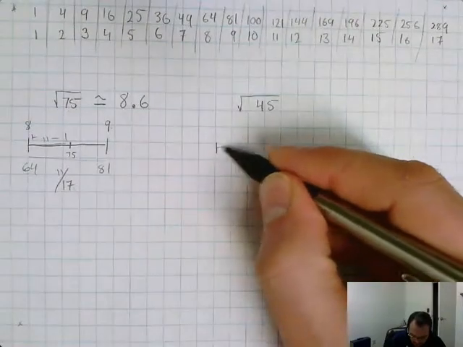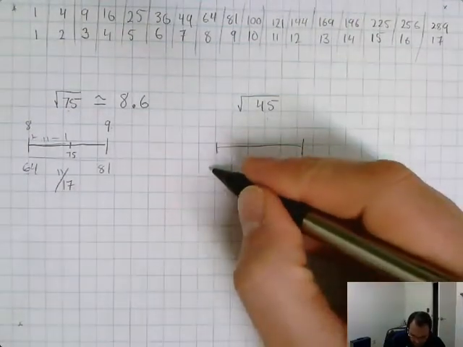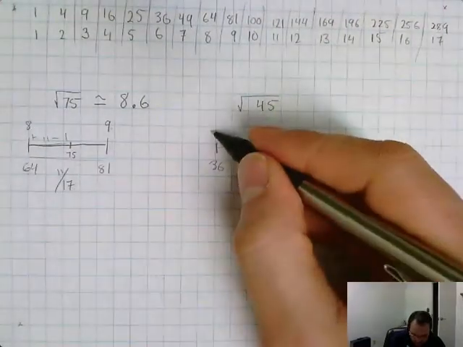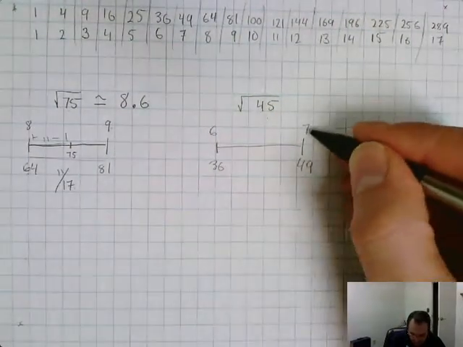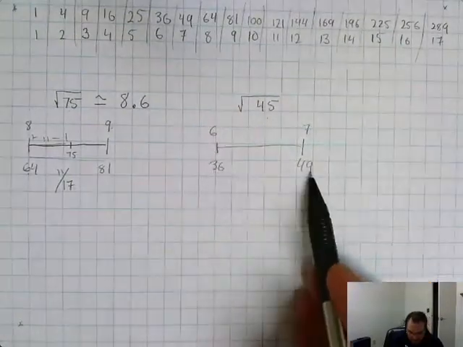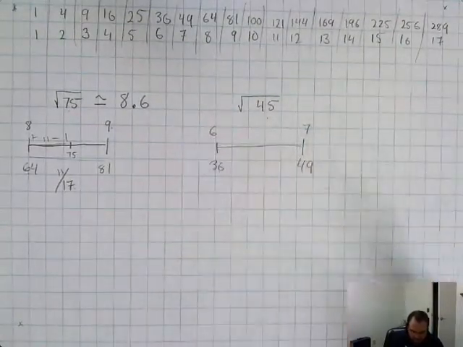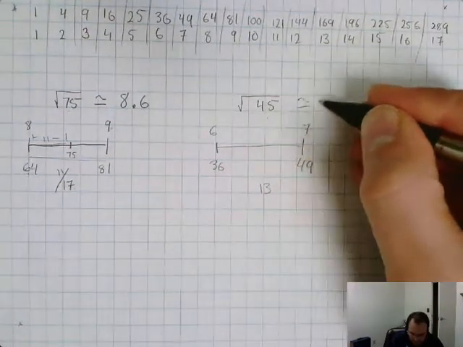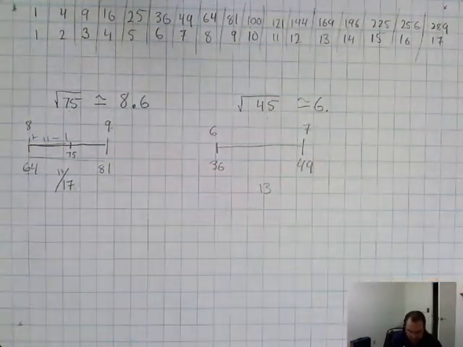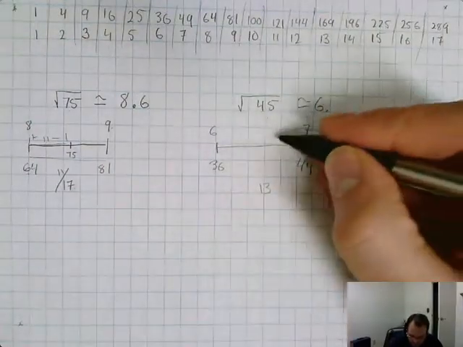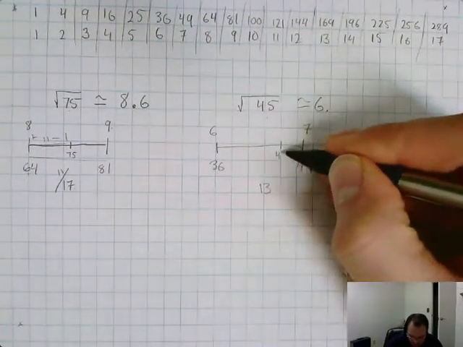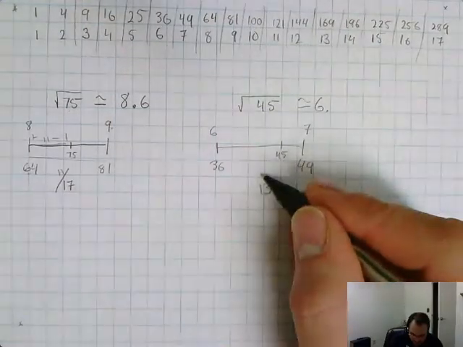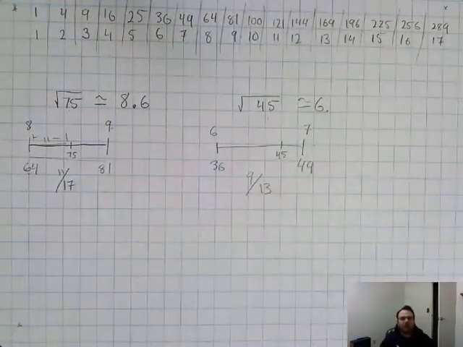Let's do a little number line here with 36 and 49. The square root of 36 is 6 and the square root of 49 is 7. The difference between these is 6 plus 7, which is 13. So I know this is approximately 6 point something. Now 45 is way over here, which is 9 out of 13.